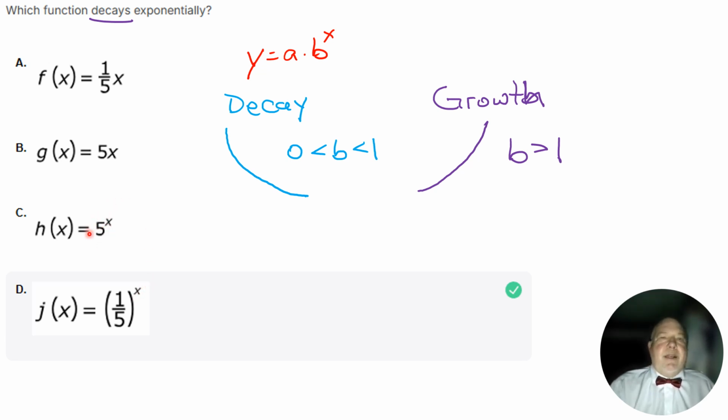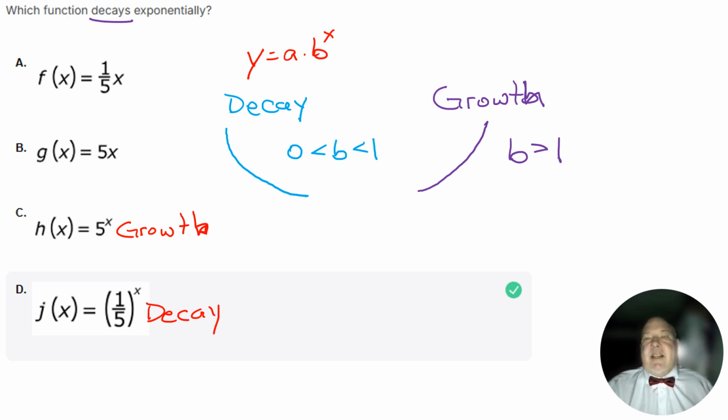On C, the b value is 5. That's greater than 1. So C is a growth function. So this one is growth. And then D, 1/5. D, the 1/5, that's between 0 and 1. So this is my decay function. So the answer in this case is D.